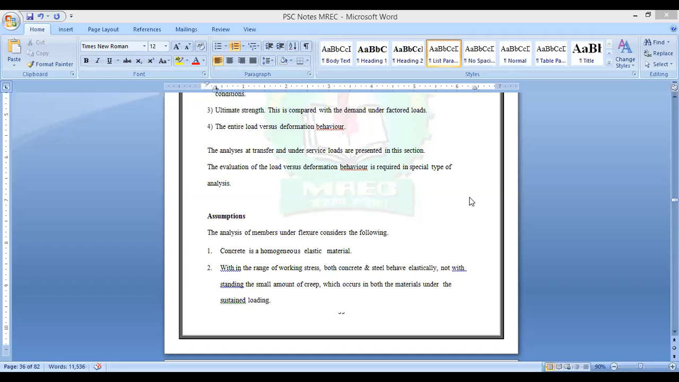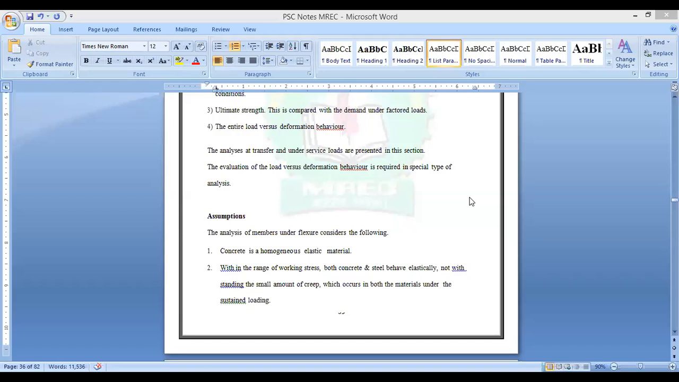Within the range of working stress, both concrete and steel behave elastically, notwithstanding the small amount of creep. Why? Because creep is time dependent. You can't see any kind of creep at the initial stages of the prestress, or the initial stages of the member under working loads. So creep is a very small amount in the initial stages of the structural elements, which occurs in both the materials under sustained loading.